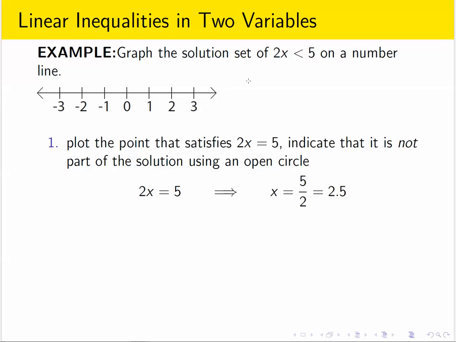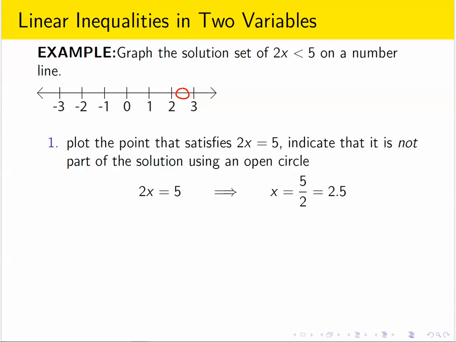Now, normally we would plot it by drawing a circle, and in this case the circle would go right about here, but we would leave the circle unfilled like this, because when 2x is equal to 5, if I actually plug 2.5 in, the left side of the inequality is 5, but that makes the inequality false. 5 is not less than 5. So that means the point 2.5 is not really one of the solutions of this inequality. It's just the end point for the interval of solutions I'm trying to graph.